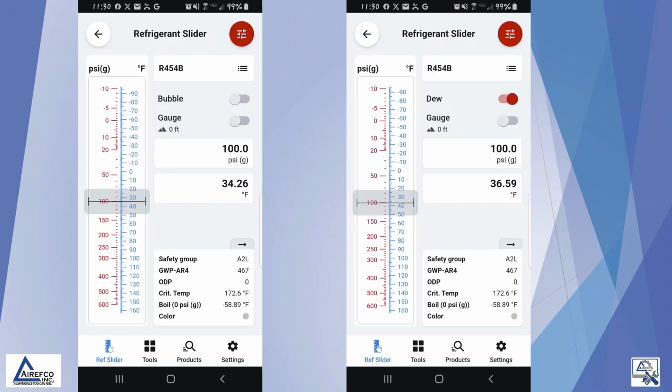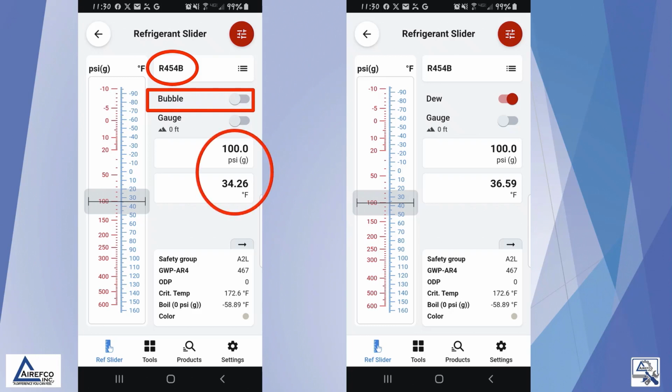On this slide, with our refrigerant slider, we're looking at the 454B refrigerant, and you'll notice that you have a bubble point, which at 100 psig, our temperature is 34.26. And then you have a dew point, which at our pressure of 100 psig, our temperature is 36.59. So between our bubble point and dew point, we have 34.26 degrees for our bubble point and 36.59 for our dew point.